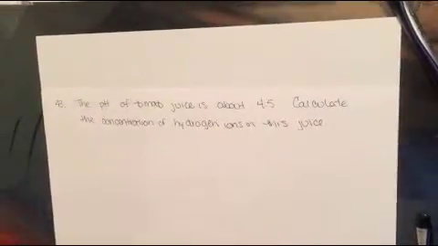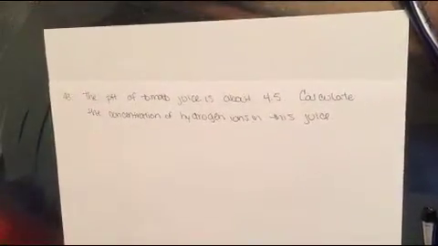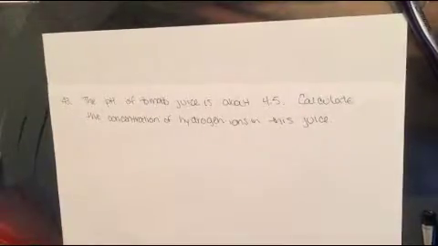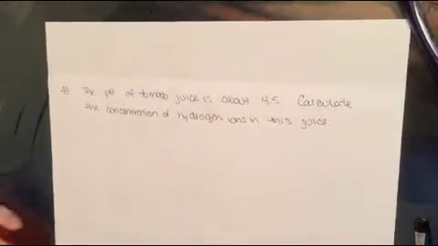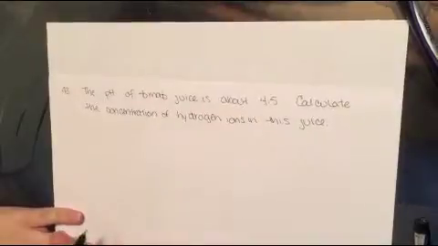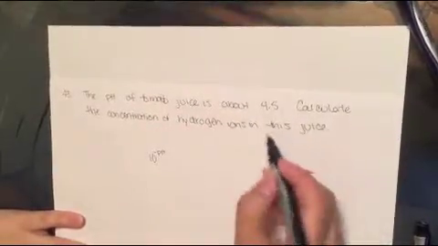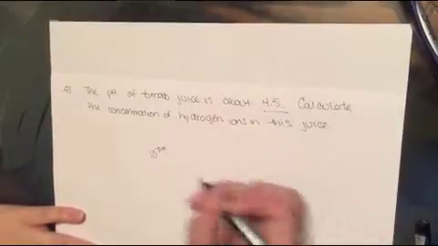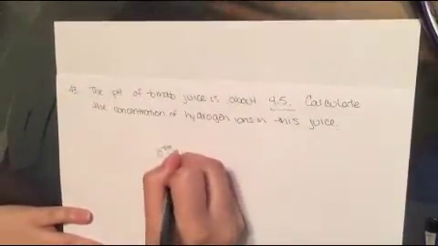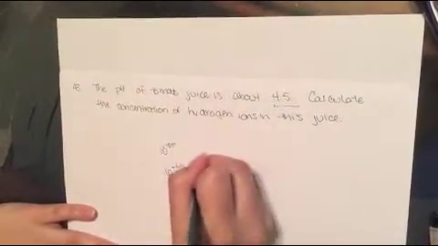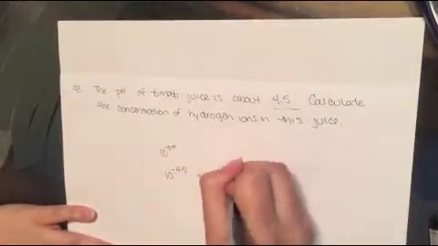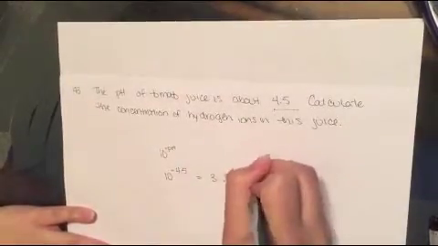The pH of tomato juice is about 4.5. Calculate the concentration of hydrogen ions in the juice. To calculate the concentration, you just do 10 to the negative pH, and since they're already giving you a pH of 4.5, you just do 10 to the negative 4.5, which is going to give you a concentration of 3.2 times 10 to the negative 5.